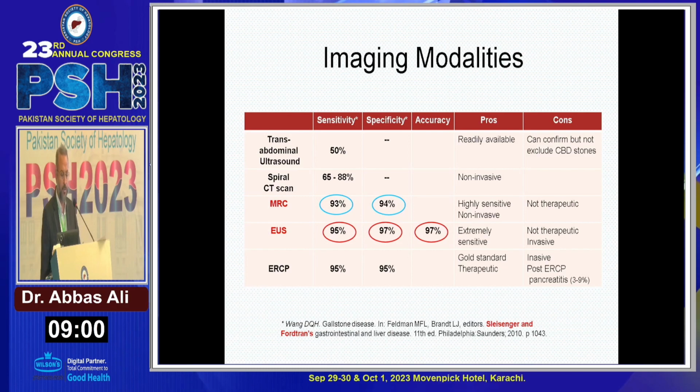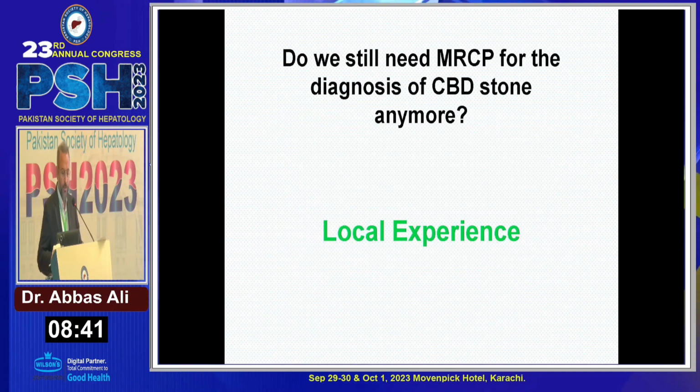So this is the comparison of the various imaging modalities. You can see that MRCP and EUS have very good sensitivity and specificity, quite close to ERCP, which is considered the gold standard. The information has been taken from Schlesinger, the 11th edition. So coming back to our question, do we still need MRCP for the diagnosis of CBD stone?